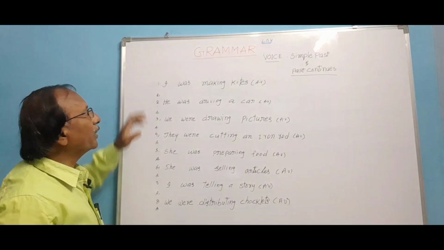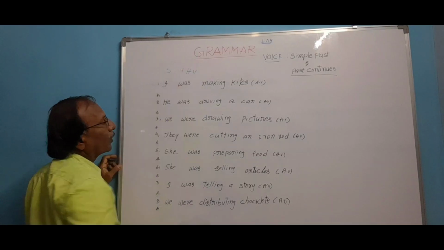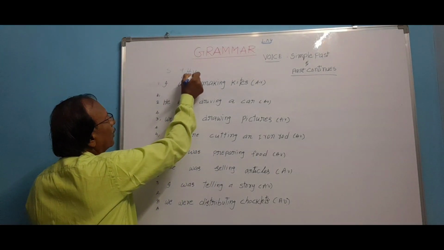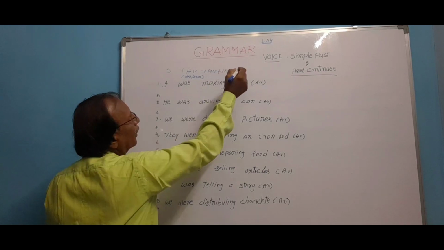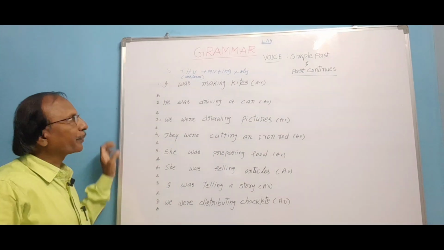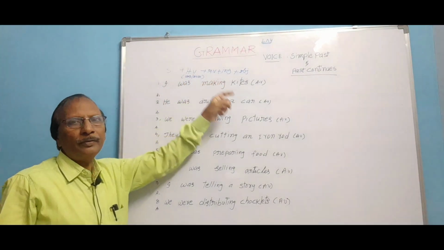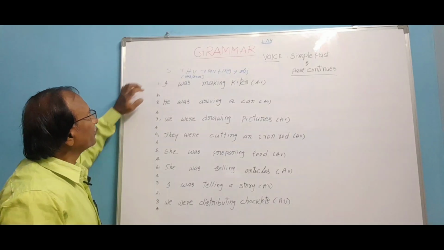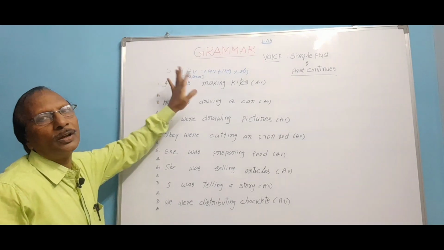The structure will be subject, then helping verb was or were, then main verb in ing form, and then object. That is the structure of past continuous voice. Subject, next comes helping verb, then main verb, then ing form, next object. Here we have to use helping verb either was or were only.